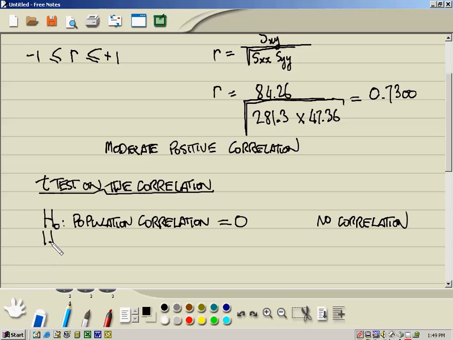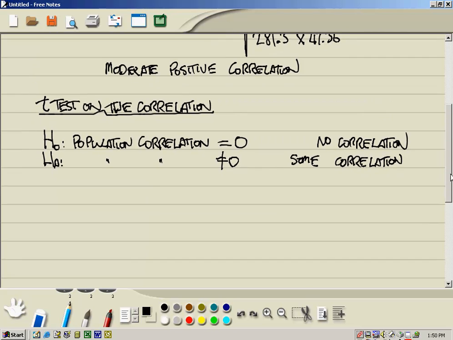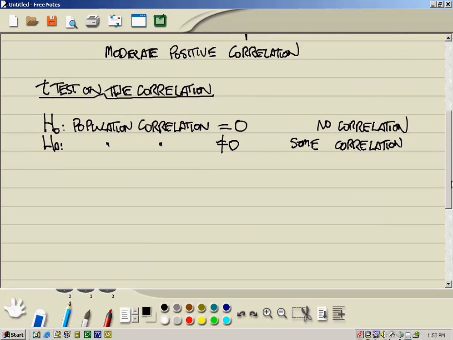And then alternatively, that the population correlation is not 0, and that you have some correlation between your two variables. Okay, so in our t-tests on the strength, or the significance, of the correlation, those will always be the hypotheses. The next step, clearly for any t-test, is the degrees of freedom.